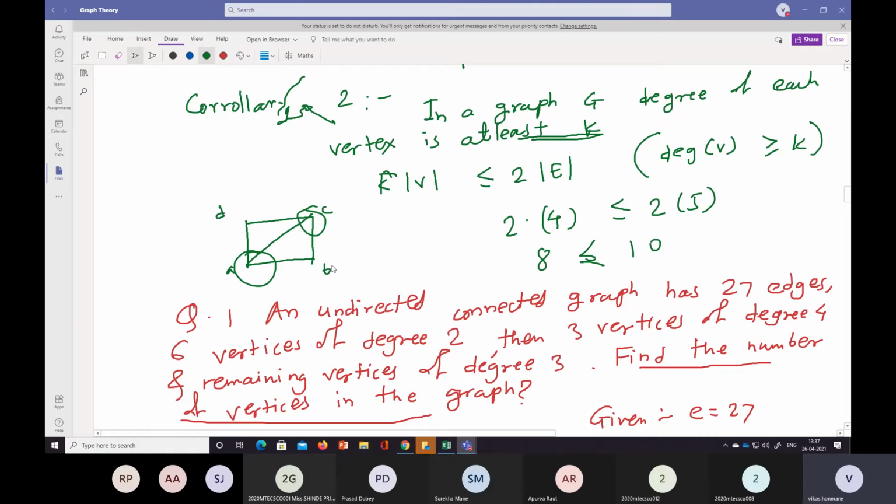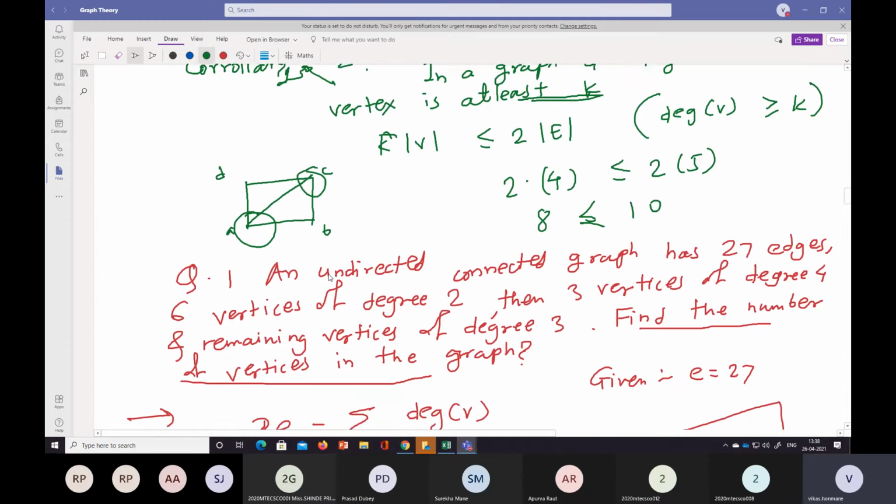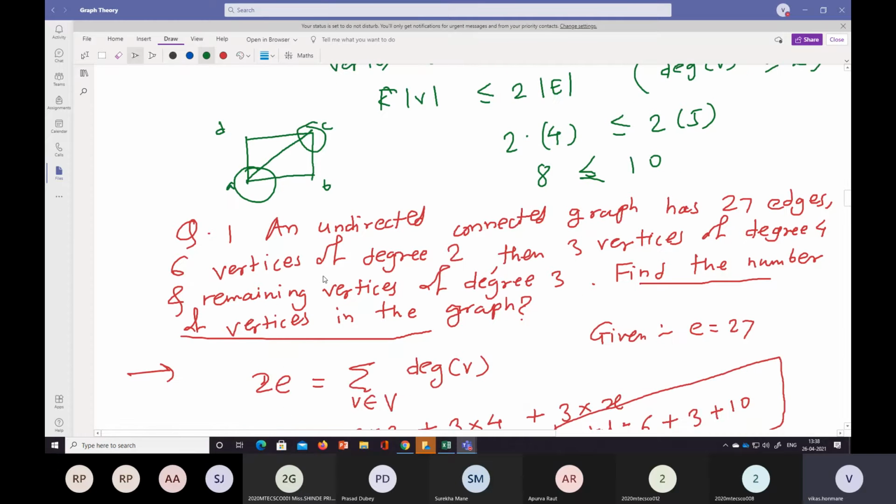So next, based on this corollary and theorem, we have this question. Question 1 is: an undirected connected graph has 27 edges, 6 vertices of degree 2, 3 vertices of degree 4, and the remaining vertices of degree 3. Find the number of vertices in the graph.